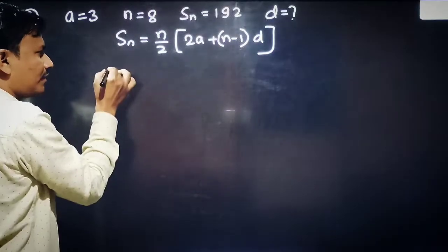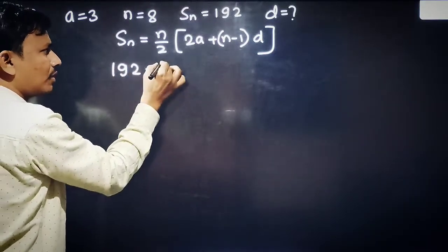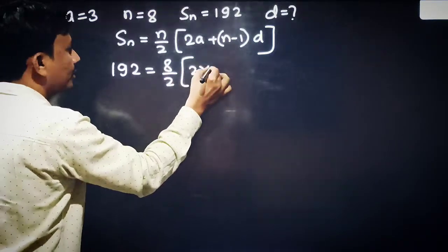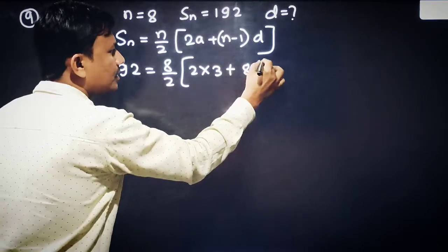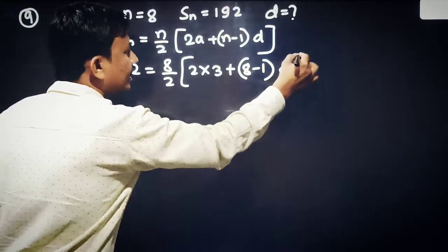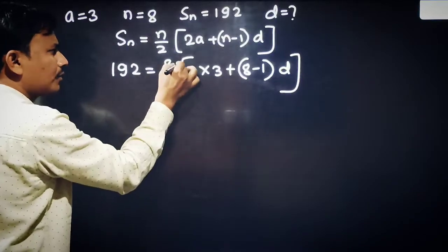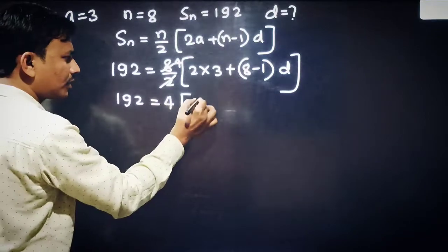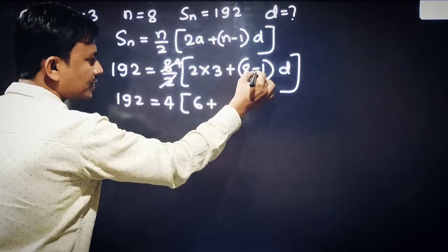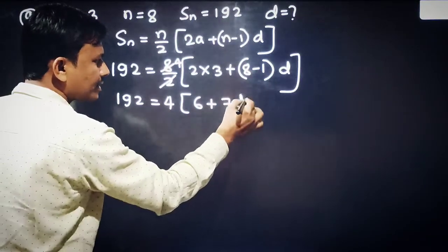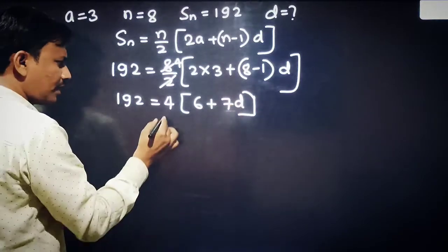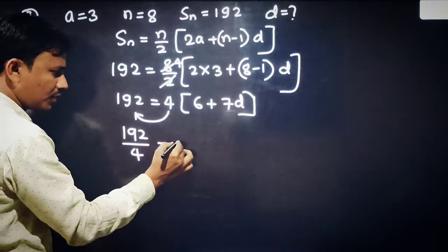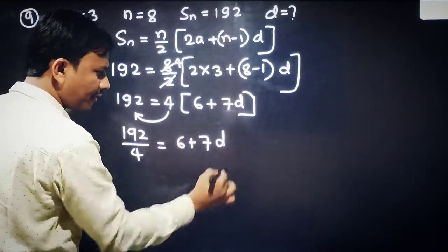Sn is equal to what is Sn value? 192 is equal to n value 8 divided by 2 in bracket 2 into a 3 plus 8 minus 1 into d as it is. 2 ones are 2, 4s are 192 is equal to 4 in bracket 2 threes are 6 plus 8 minus 1, 7 into d, 7d. Correct? Yes, sir. Then into 4 it will become divide: 192 divided by 4 is equal to 6 plus 7d.